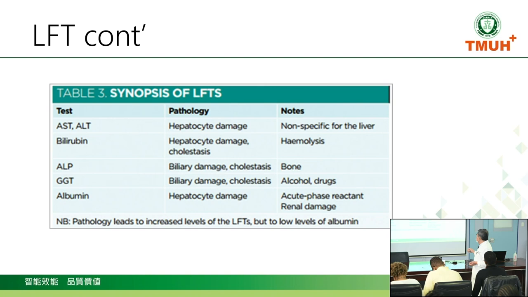Bilirubin: hepatocyte damage, cholestasis, hemolysis. ALP, alkaline phosphatase: biliary damage, obstruction, cholestasis, and bone disease will also raise this. Gamma GT: bile duct damage, cholestasis, don't forget it. Alcohol and drugs will induce it. Albumin: hepatocyte damage, it is an acute phase protein. Renal damage also will cause albuminemia, so the albumin will become low.